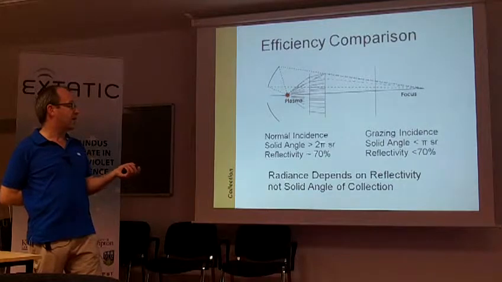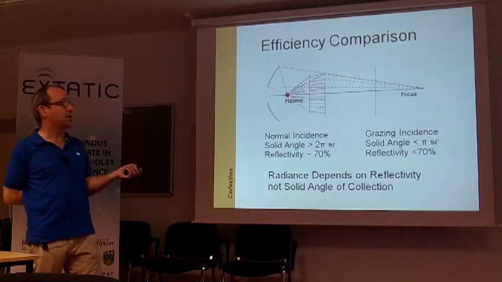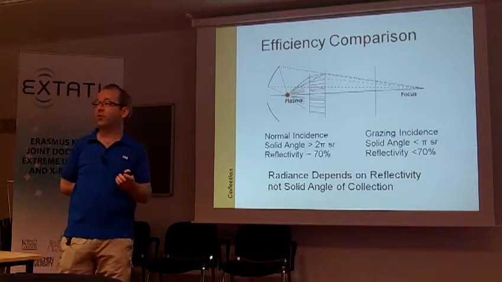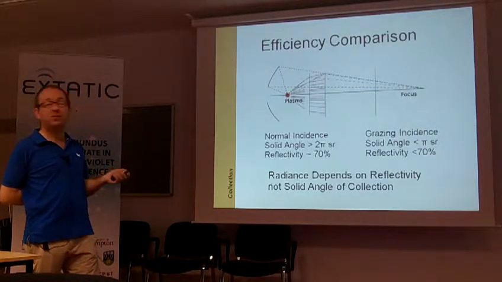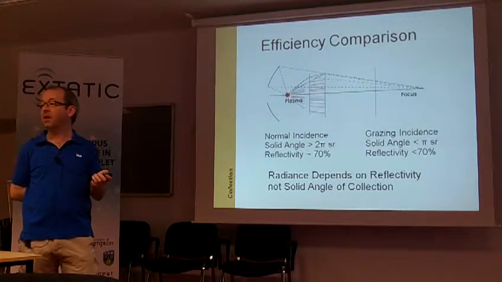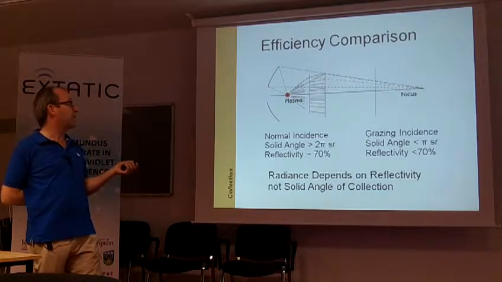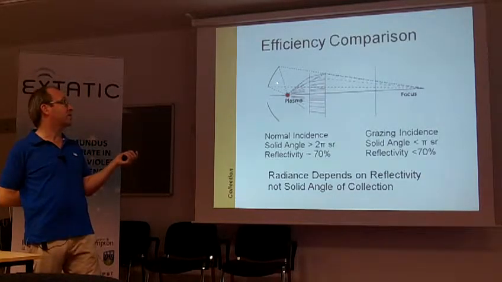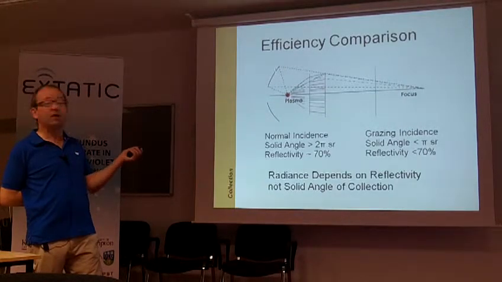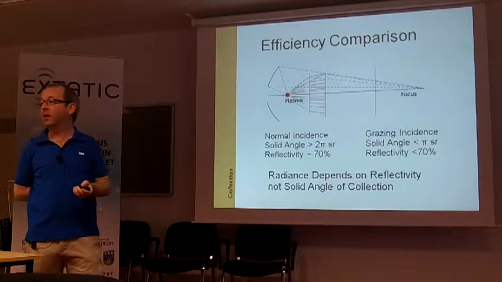And just to mention as well that from a radiance point of view, the solid angle doesn't make any difference because solid angle is in the denominator of the radiance calculation anyway. But reflectivity does affect radiance transfer through the system. If you have a reflectivity of 70% here, it means that your radiance drops by 30% at least between your source and your image point.